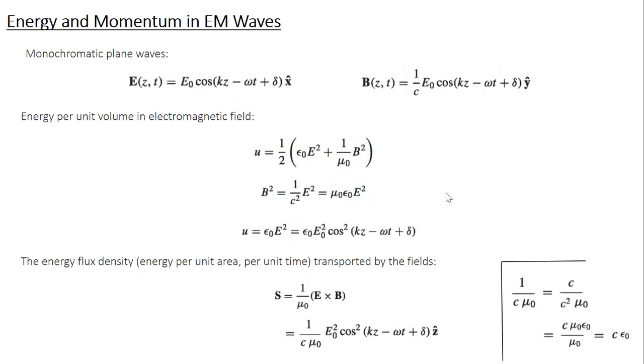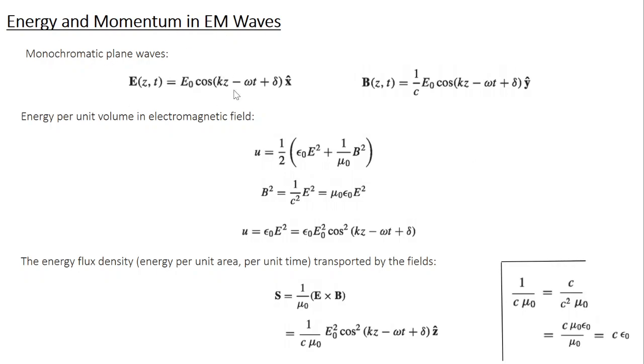We will continue to discuss topics from Chapter 9, Electromagnetic Waves. In the last class we have seen what the energy flow in an electromagnetic wave is. Today let's derive specific expressions for energy and momentum transported by monochromatic plane waves.